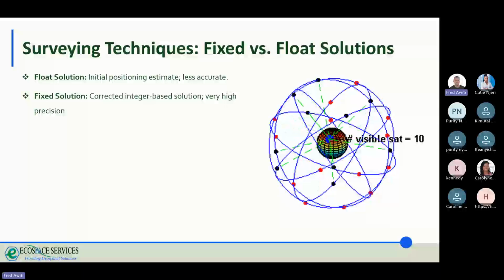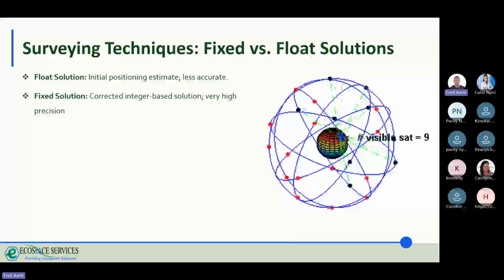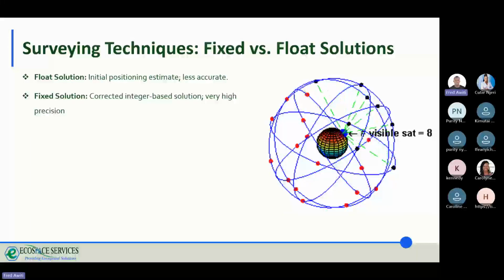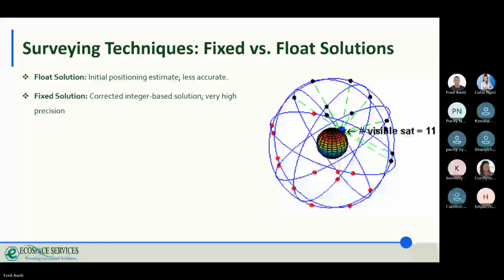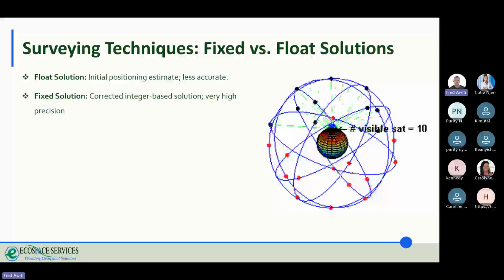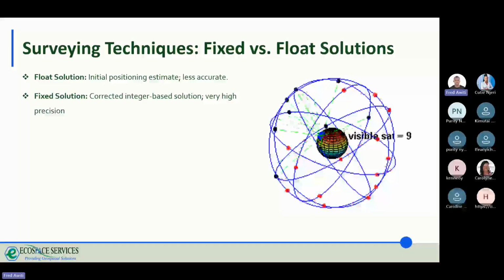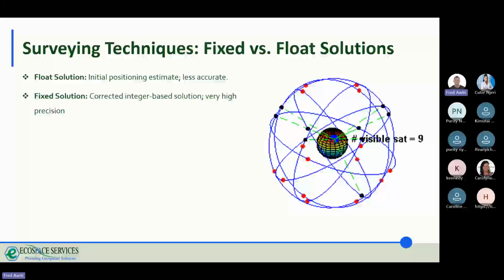Another thing we look at mostly is when somebody says he's working and he has a float solution or even has a fixed solution. The basic question somebody would ask is, is a fixed solution better than a float solution? They are all solutions. What I can say is it depends on which kind of work you're doing. Of course, one is more accurate than the other.